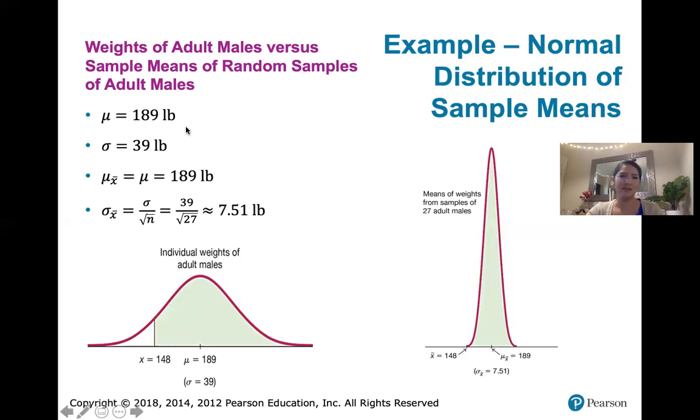So you see the weights of the adult males are distributed this way, but when you start taking averages of those weights, when you start computing arithmetic means of those weights, then you get a distribution that looks something like this. Now they both have the same mean of 189 pounds. This one, the mean weights of men, when you're talking about samples of 27 men, has much less variation when you're averaging those 27 weights.